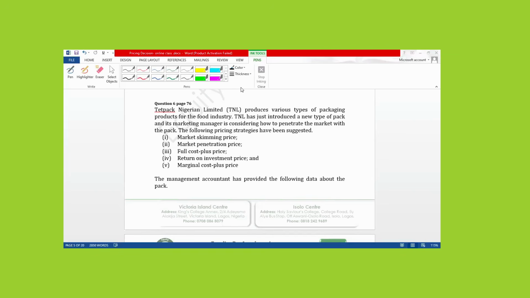We use this method when the company wants to achieve a specific return on investment to meet a target investment return. So Zoom user, your explanation is wrong.